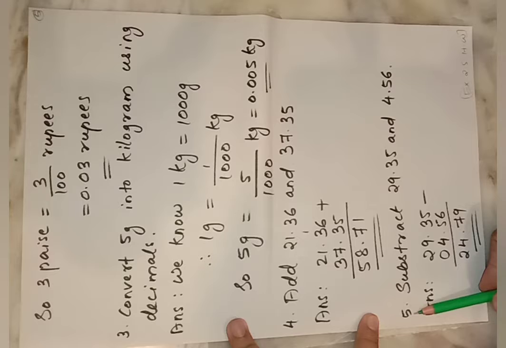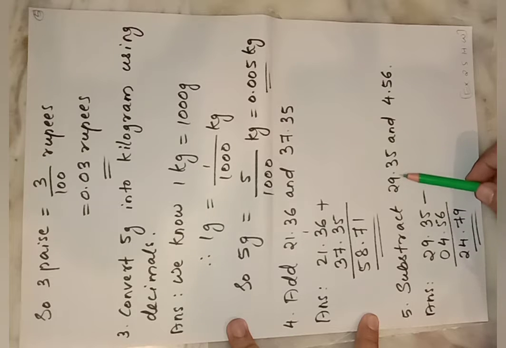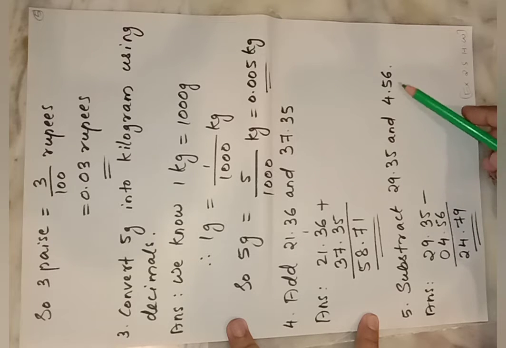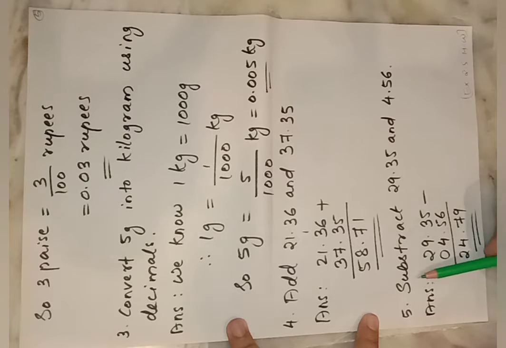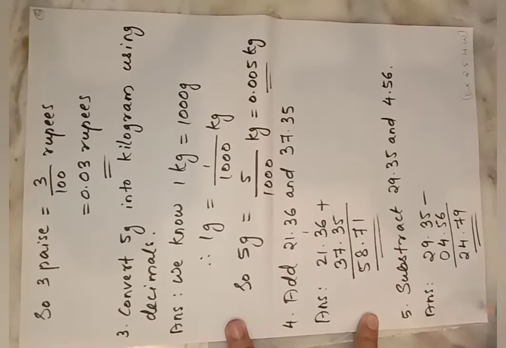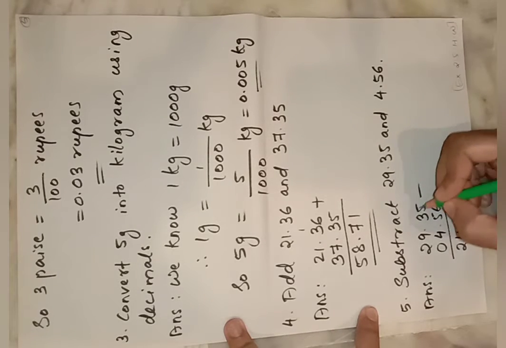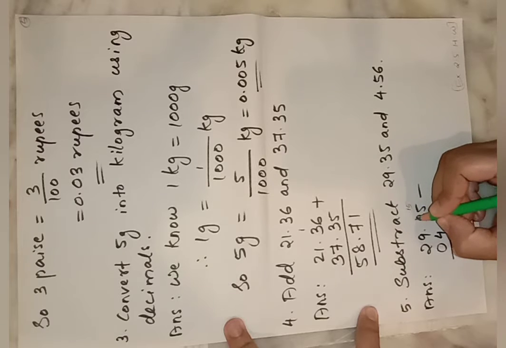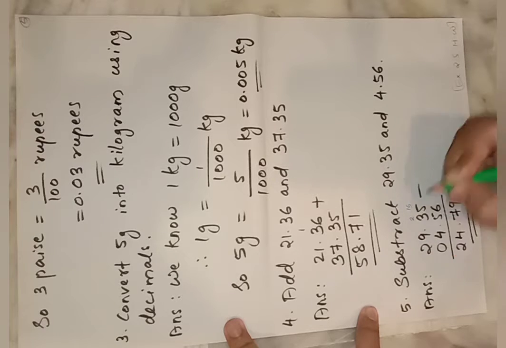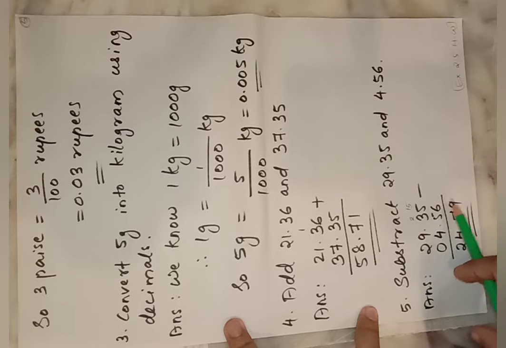Consider the next question. Subtract 29.35 and 4.56. You know the subtraction of decimals. 29.35 minus 4.56. In the tens place you can just put 0 below the 2. Now subtract 5 minus 6. So you have to borrow 1 from here. So this will be 15 and this will be 2. So 15 minus 6 is 9.